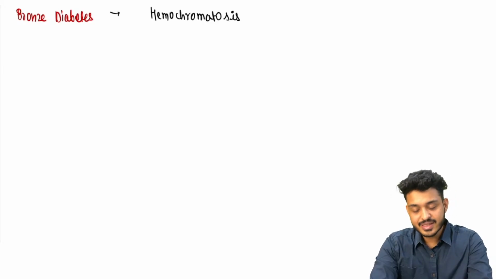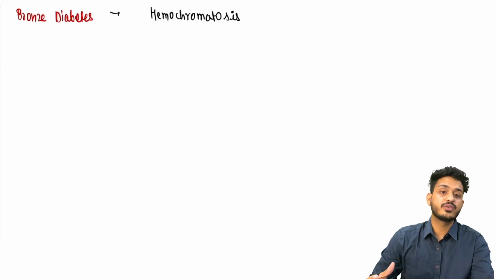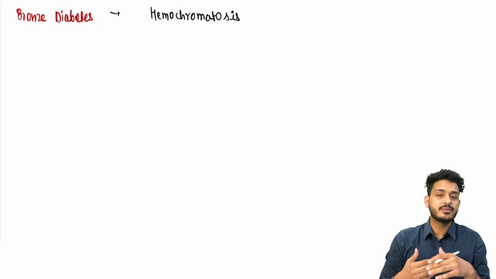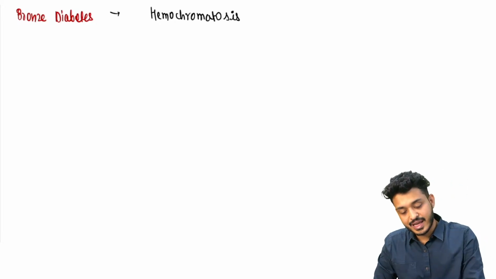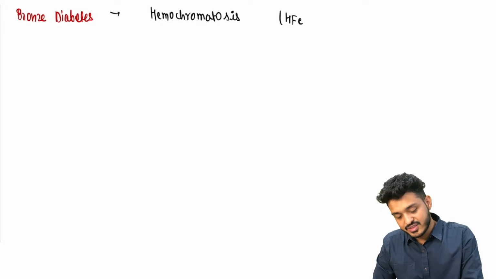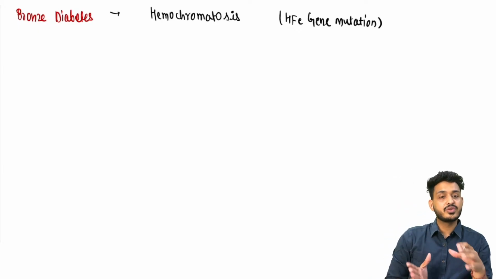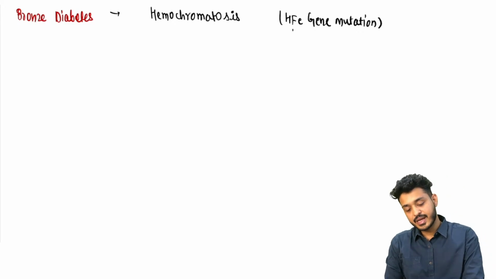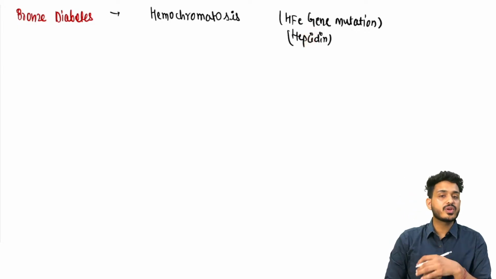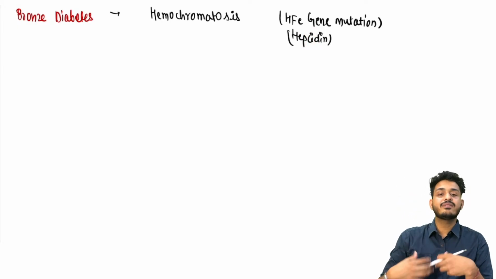So bronze diabetes, also known as hemochromatosis, is where you will be having some mutation in the brake, like an HFE gene mutation. And what is going to happen if you have this mutation? This HFE gene is going to make what? Hepcidin, and hepcidin is the brake for iron. Now this gene is mutated, so what is going to happen? Now excess of iron will come into your body.